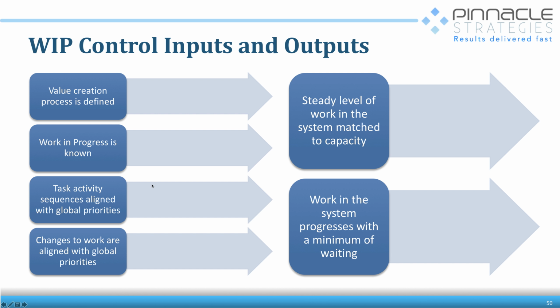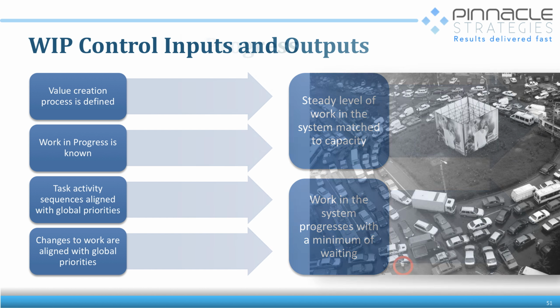So we see here we've got value creation process, work in process is known. We have our task activity sequences and changes in work. So these are outputs from collaborative execution and also from priority management, right? So we've got those two as a prerequisite to this. And what we end up with WIP control is we get a steady level of work, right? So we're not overloading the system, and we get work that will progress in an orderly way. And I'll explain what that is in a minute, all right?